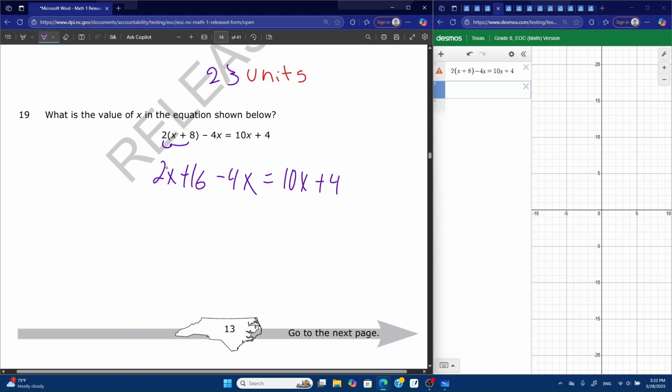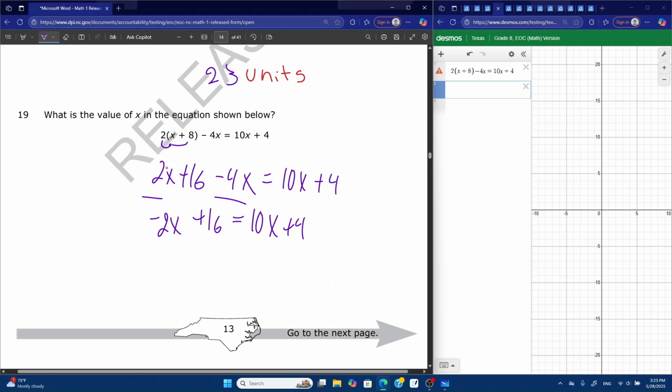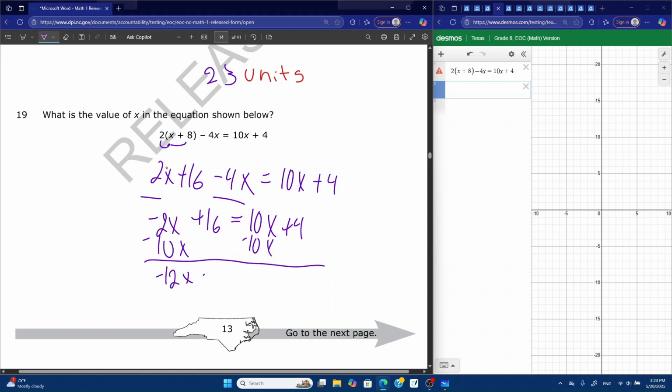Our next move can obviously be combining like terms. We have 2x here and negative 4x, so combining that gives us negative 2x. Write out the rest of the equation the same. Now what we can do is move everything to one side. So let's move this negative 10x to the side. What you're left with is negative 12x plus 16 equals 4.